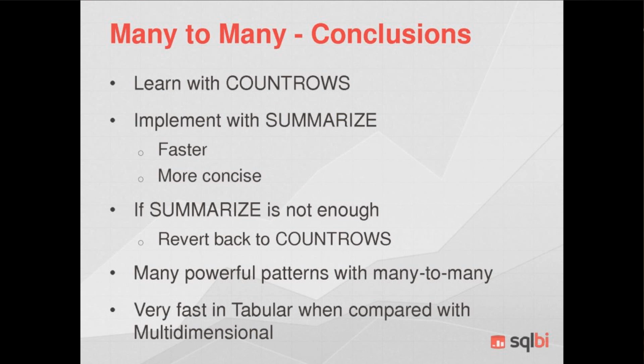Last slide. Conclusions about many-to-many. You need to learn with the count rows version. It's easier and gives you a good insight in the engine. Once you learn them, you will use the summarize, which is faster, more compact. But if needed, if summarize is not enough, remember, summarize only finds existing relationships. But if you are searching for missing relationship, then you will need to use again the count rows version, which is fine. Slower, but it's fine.